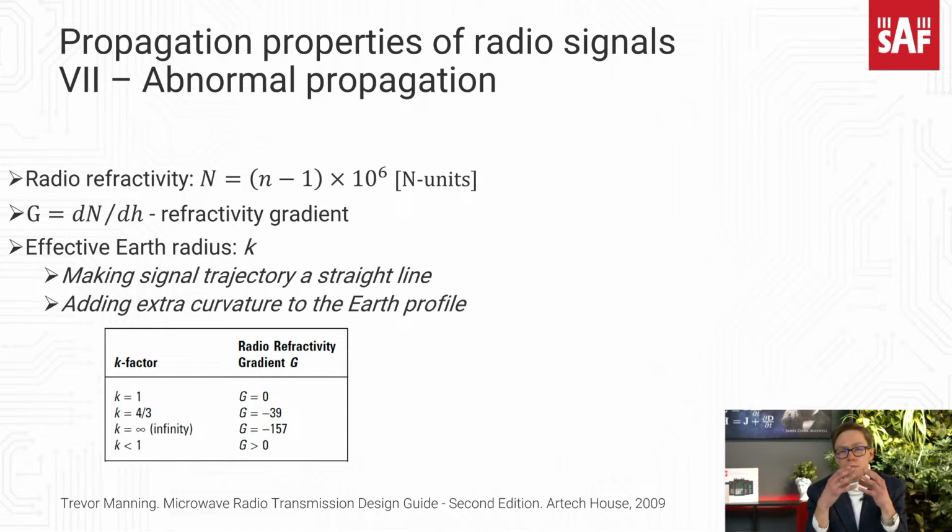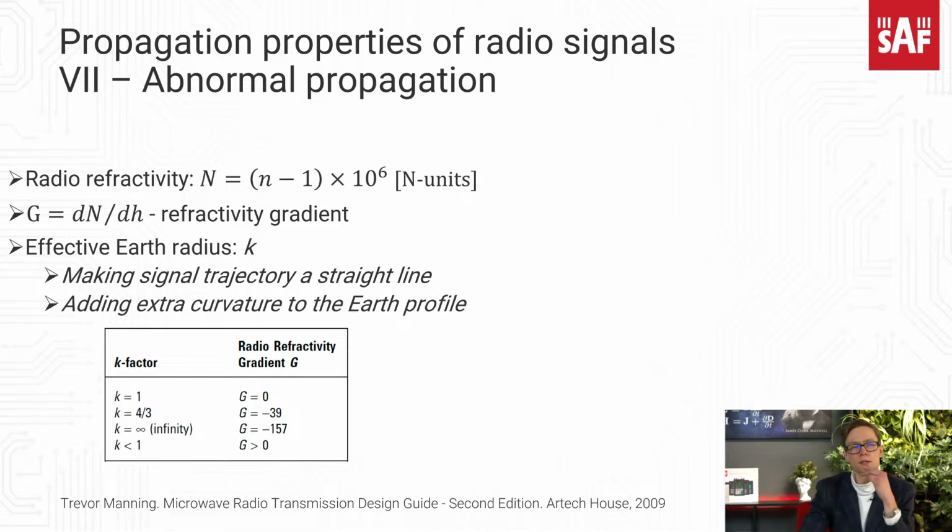And by doing this, we can compare different propagation conditions and define these conditions by the radial refractivity gradient G. So in order to make our trajectory straight line, we need different K factors, or different effective Earth radiuses, for each of the refractive gradients, for each of the propagation conditions, for each of the trajectories. And this table on your screen gives you this relation between different refractivity gradients and K factors.